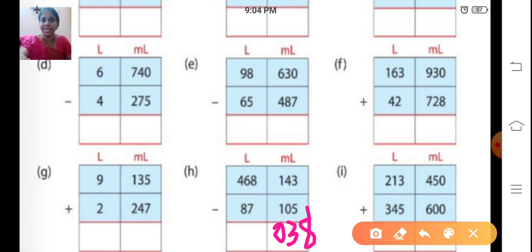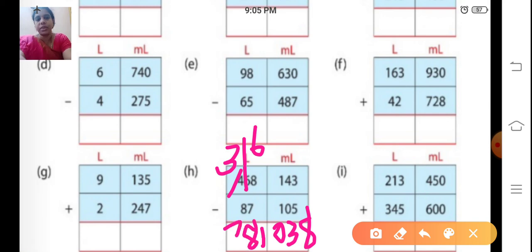Next move on to the liters. 8 minus 7 is 1. Then this is not possible. So 3, borrow, this will become 16. 16 minus 8 is 8. And 3, bring it down. So the answer is 381 liters 38 milliliters.